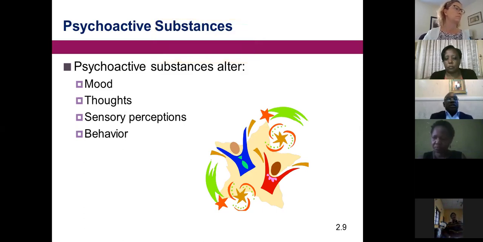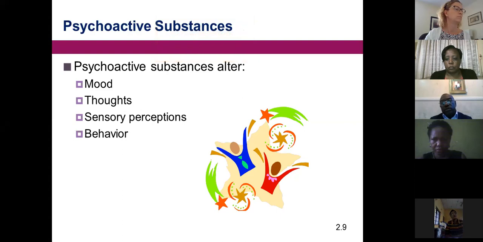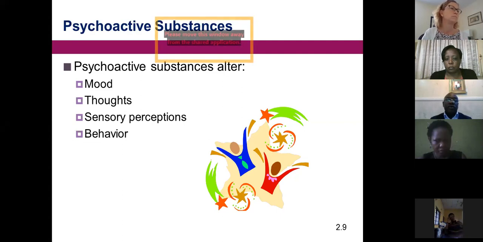So psychoactive substances, what are they? Recall that when Morocco introduced the topic, you had a definition of what psychoactive substances are, and we said that they act on the brain and the central nervous system. But we want to go further this time. Psychoactive substances alter the mood, the thought or thinking process, sensory perceptions, and the behavior of the user.